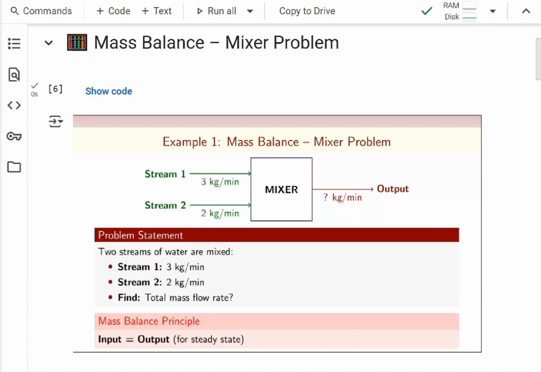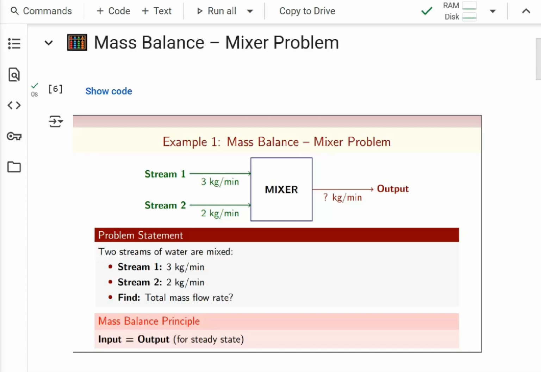Today we are diving into one of the most fundamental tools every chemical engineer must master, that is mass and component balance. What if I told you we could solve this problem faster and more accurately than ever using Python and symbolic algebra? Let's begin with a basic example.